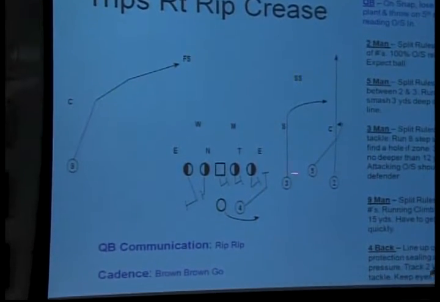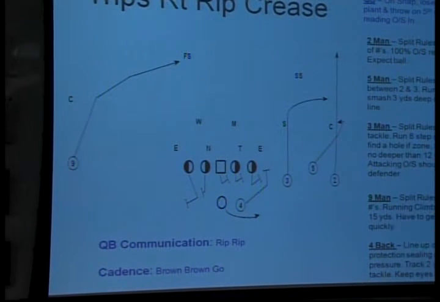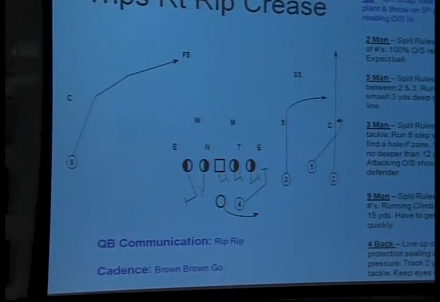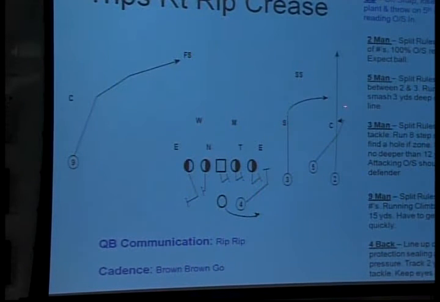If I drew a line from where the line of scrimmage is, you should be 3 yards deep off that max line from the line of scrimmage. Okay. Three-man, your three-back split rules: you're +6 from the tackle. You're running an eight-step speed cut, finding the hole in the zone. Should be no deeper than 12 yards, attacking the outside shoulder of the defender.